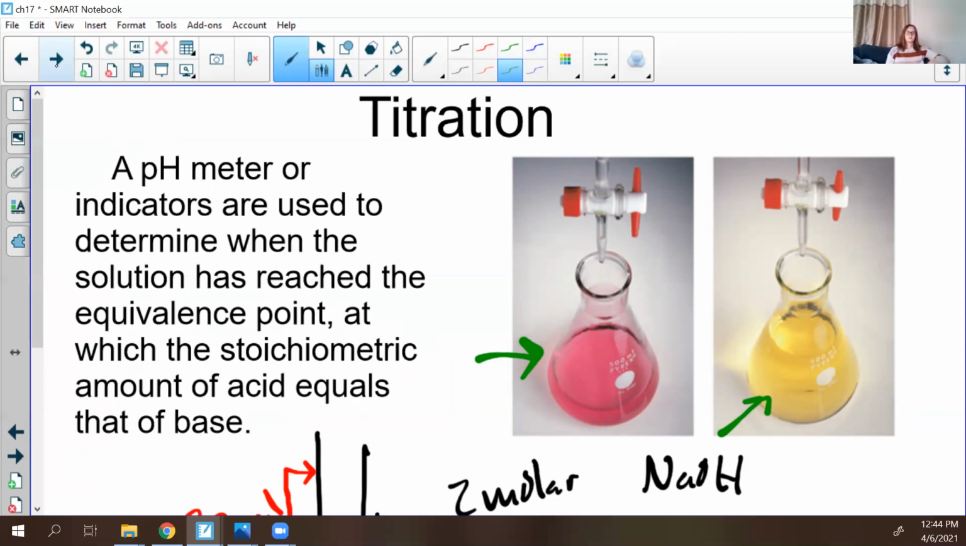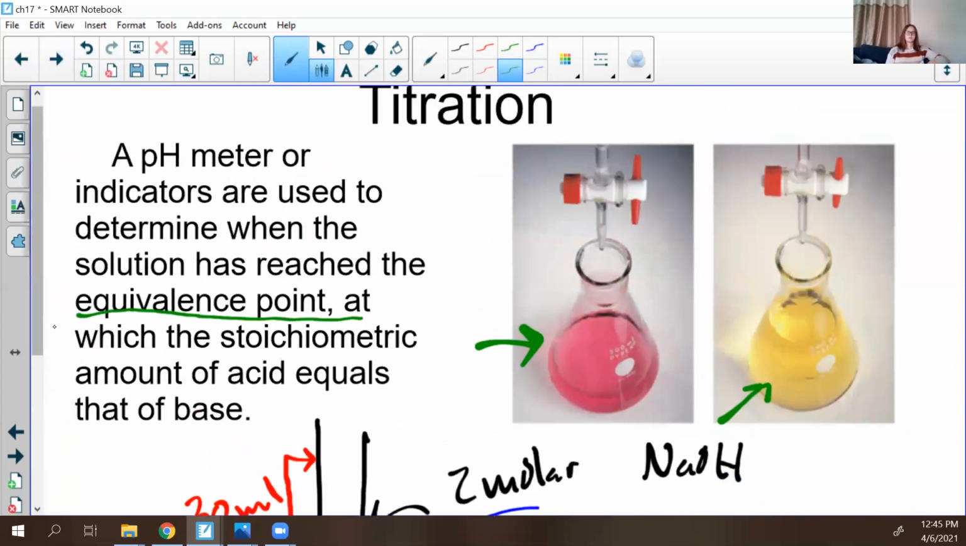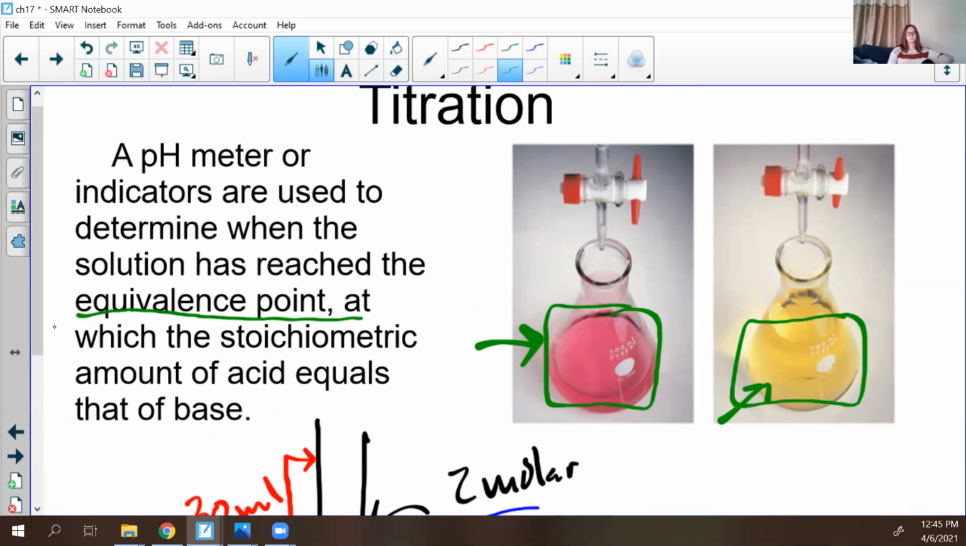A pH meter or indicators are used to determine when the solution has reached the equivalence point. The equivalence point is what it sounds like. It's when things are equal. That would be the amount of H+ and OH-, or at which the stoichiometric amount of acid equals that of the base. So what we have is some sort of indicator here. This is a warm color, so I'd assume it was an acid. This is yellow. That would probably be an acid as well. It's just showing you different indicators.